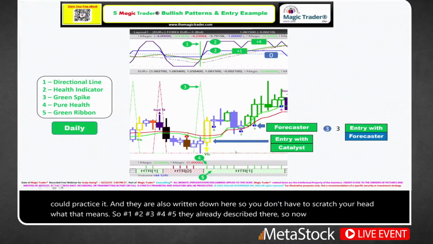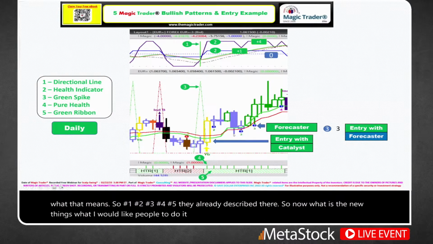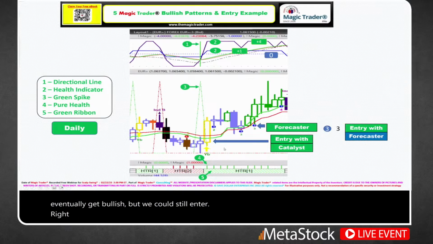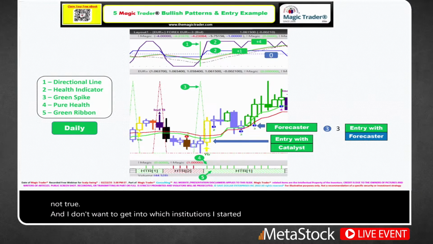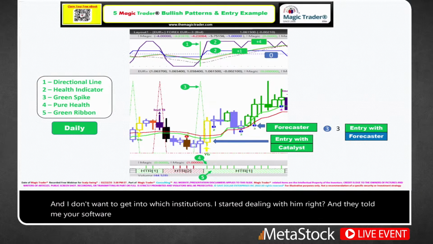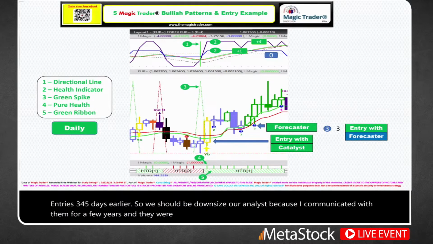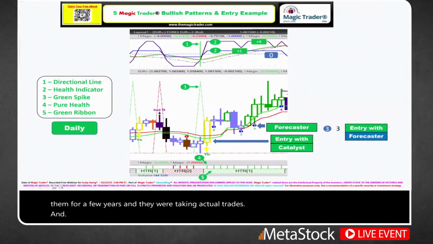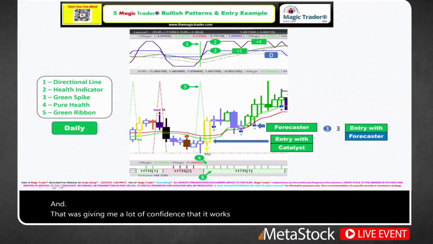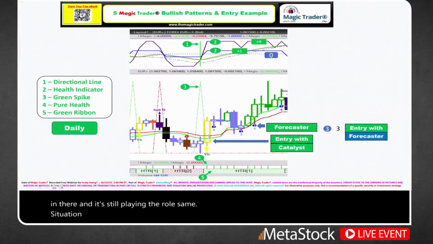So now what is the new thing I would like people to do? These are the magic lines. It was bearish and eventually got bullish, but we could still enter, right? Most of the other lines people are used to, they don't let you enter here. That is not true. And I don't want to get into which institutions I started dealing with, right? They told me your software gives us entries 3, 4, 5 days earlier, so we should downsize our analysts. I communicated with them for a few years and they were taking actual trades. That gave me a lot of confidence that it works. So basically the yellow bar played a role back then and is still playing that role. Same situation. It is about these 2 magic lines, so we could enter.